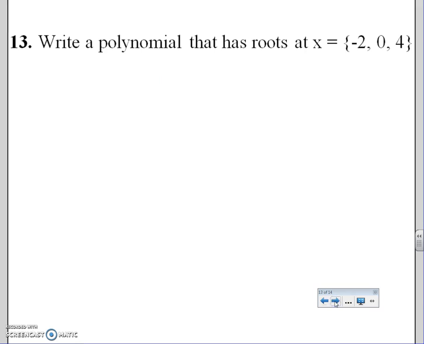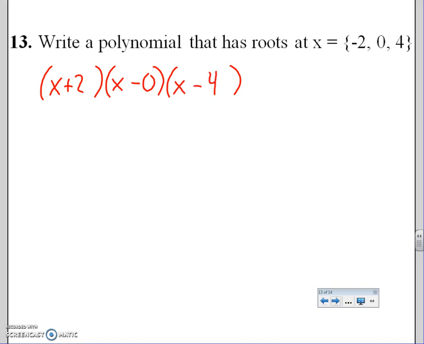Write a polynomial that has roots at x equals -2, 0, and 4. Well, those are roots, not factors. I need the factors. Basically, I'm trying to find the equation. So, factors are in parentheses. Instead of -2, I make it +2. And I'll say -0, and instead of +4, -4.